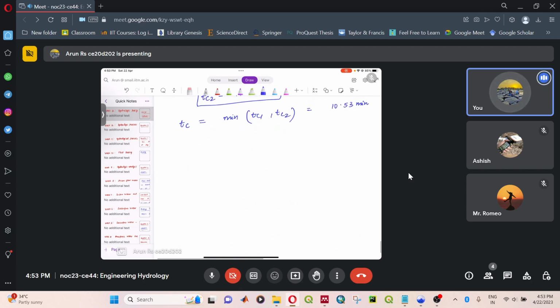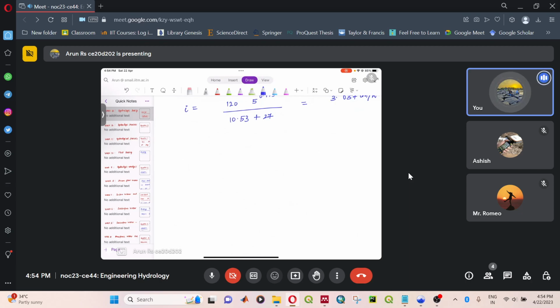Now you can calculate the design rainfall intensity, that is given by 120 into your return period is given as 5 years, this raised to the power of 0.175, and time of concentration in minutes plus 27. So this gives you 3.037 centimeter per hour of design rainfall intensity.